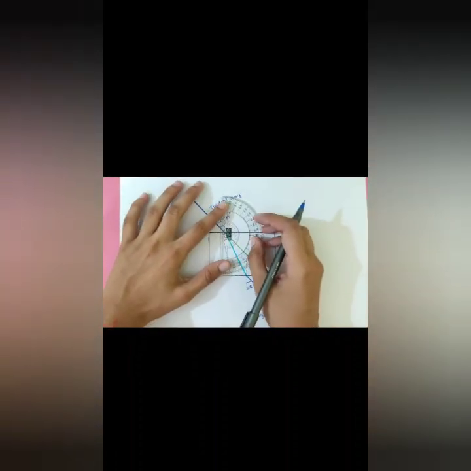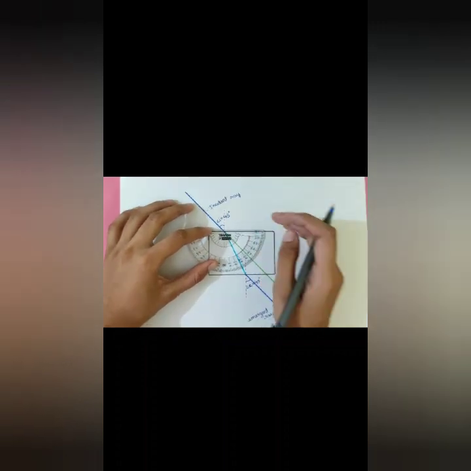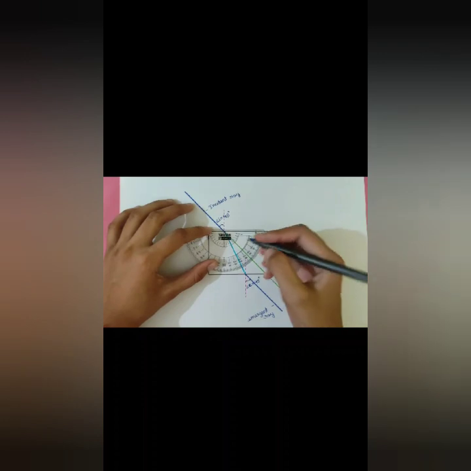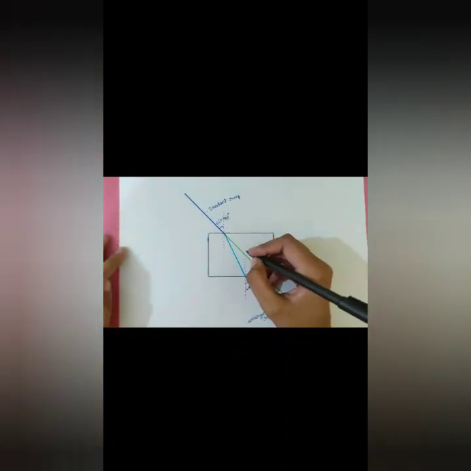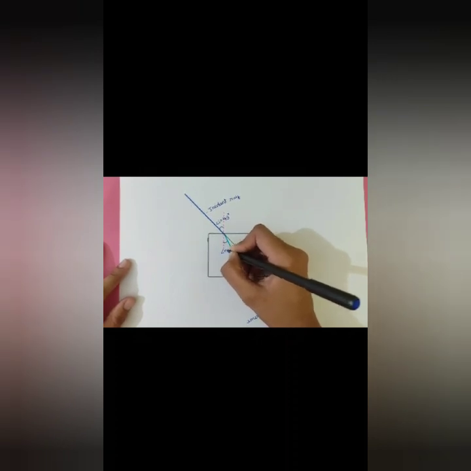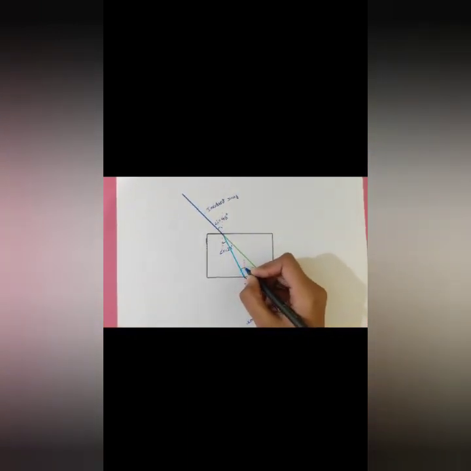Same like this we are going to measure the angle of refraction from 90 degree. We can see that the angle of refraction is 27 degree. Angle of refraction is equal to 27 degree. So this is also our angle of refraction, which is 27 degree.